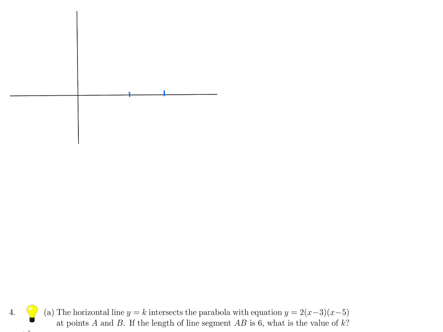So we have 3 and 5 as the points of intersection of this parabola, and it's going to look something like this, right? It's going to pass through 3 and 5 like that. And then we have this horizontal line, y is equal to k, that's passing through that parabola. And the points that it intersects are A and B, like that. And we are told that distance is 6. From there to there is 6. So we have to find the value of k, where this is the line y is equal to k. And then the equation of the parabola is right here.